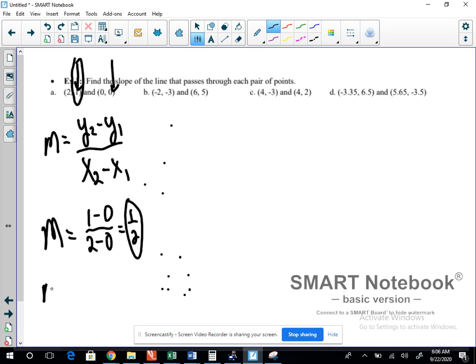That's my slope. Now, some students have an issue. They say, it's got to be the second one. It really doesn't matter. You would have taken 0 minus 1, and then since you started with this 0, you would have taken the 0 coordinate for the x and subtracted 2 and gotten negative 1 over negative 2, which reduces to a positive 1/2. Same thing.